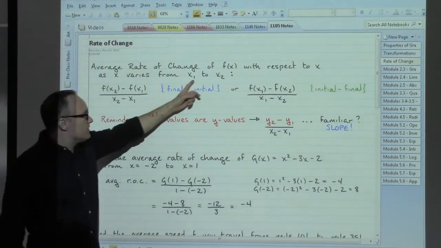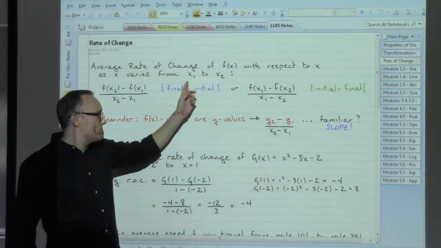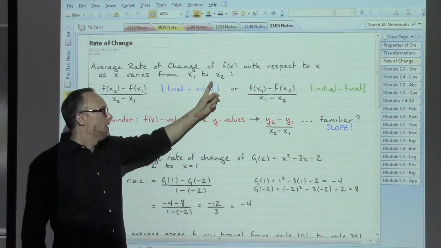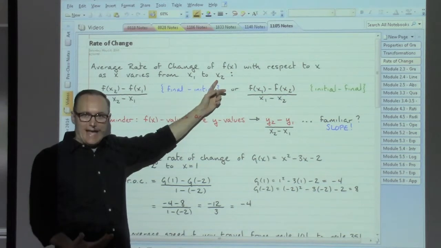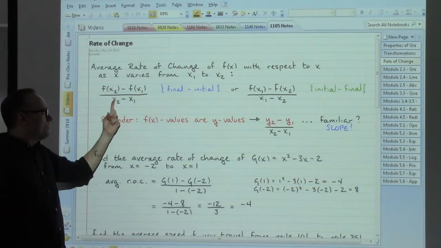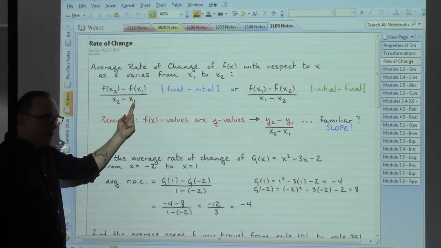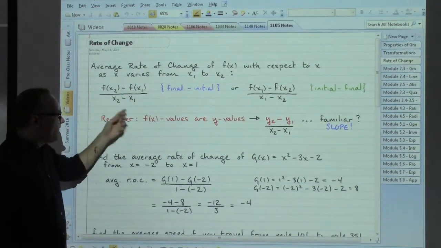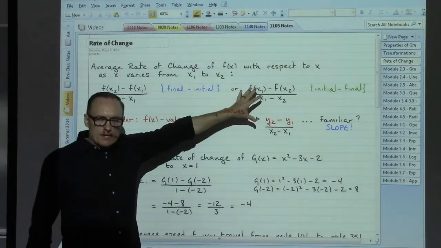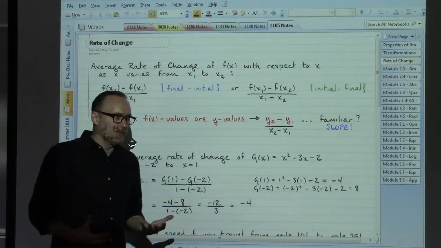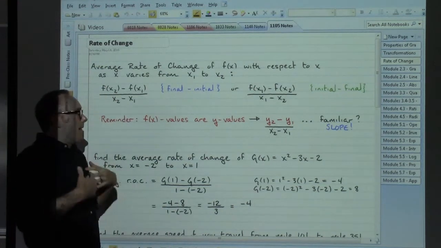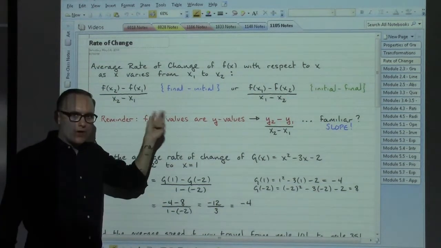And we would want to know about our x changing from one value, x sub 1, to a second x value, x sub 2. So we are preserving the same order on the top and on the bottom as what we did with slope: function values, or y values, on top. Because we're talking about any function whatsoever, we're not describing the function itself with this calculation.